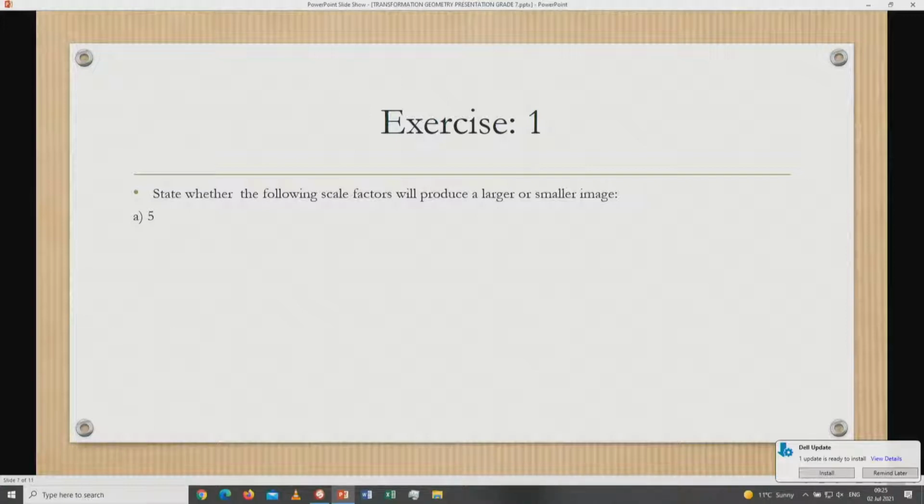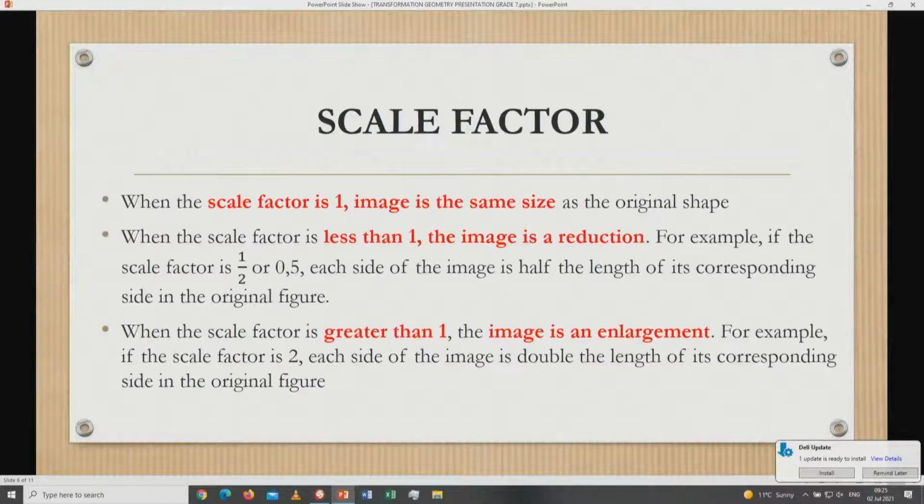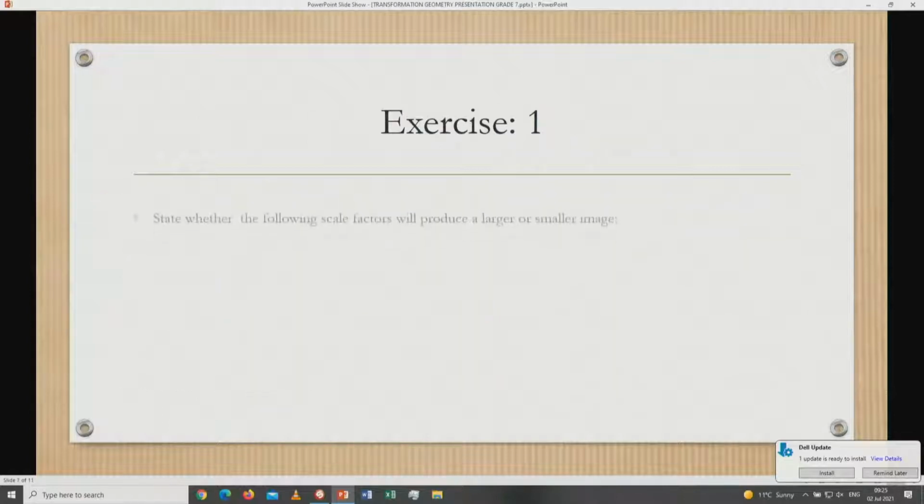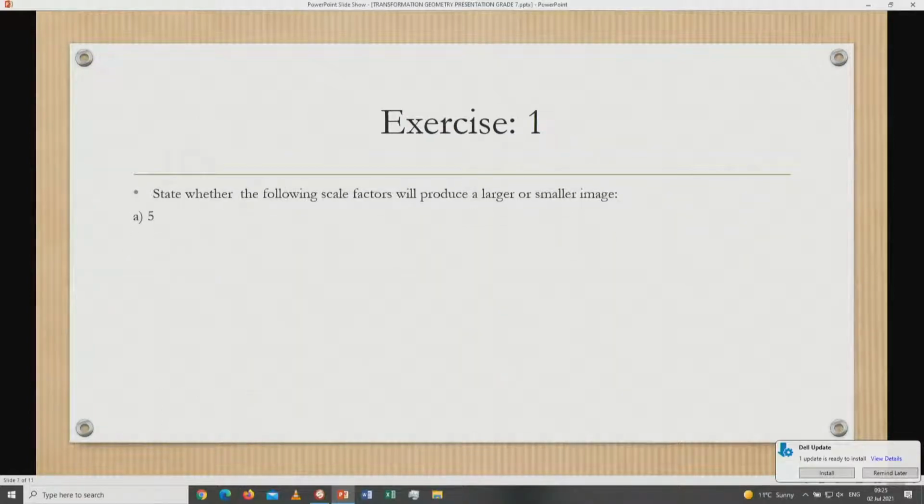Remember, guys, let us go back. We say here, when the scale factor is greater than 1, so let us just check there. Our first activity is giving us the scale factor 5. Seeing that the scale factor is 5, it means that the image will be larger. In other words, it will be an enlargement. Therefore, we say it will produce a larger image.